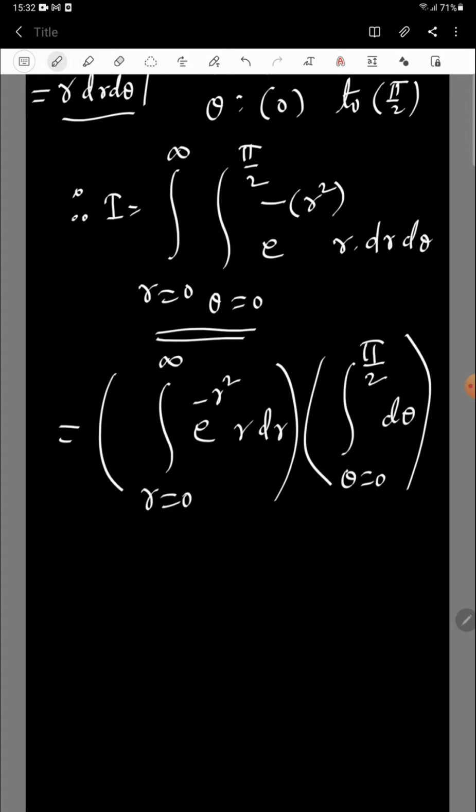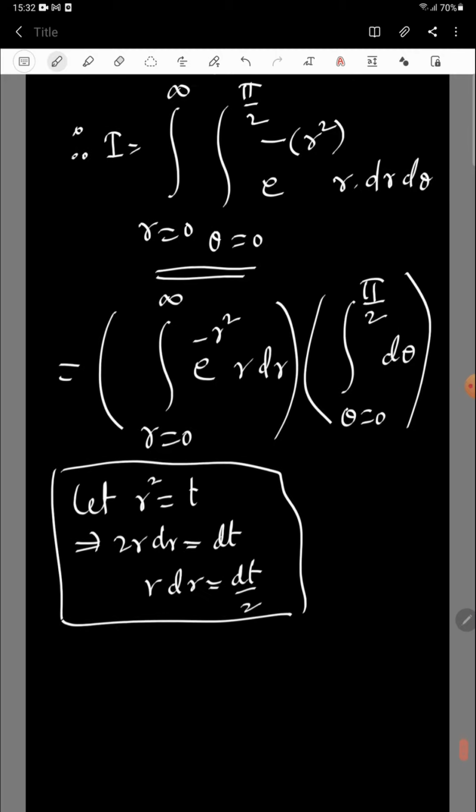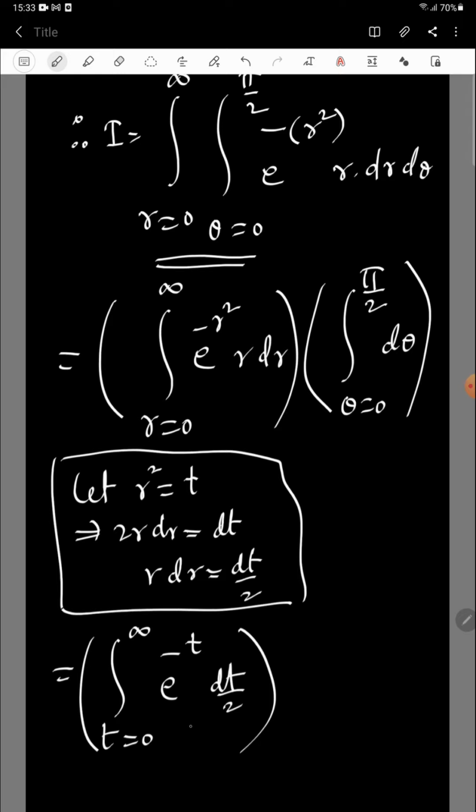Let us take r square is equal to t. Let r square is equal to t, which implies 2r dr is equal to dt, which implies r dr is equal to dt by 2. This is all to be written in some rough work. So that step is now going to become, r is going to change to t. When r is 0, t is 0. When r is infinity, t is infinity. So it is going to become t equal to 0 to infinity e to the power of minus t, and r dr is dt by 2. So dt by 2, this integral, into integral d theta, which is theta, limits are from 0 to pi by 2.